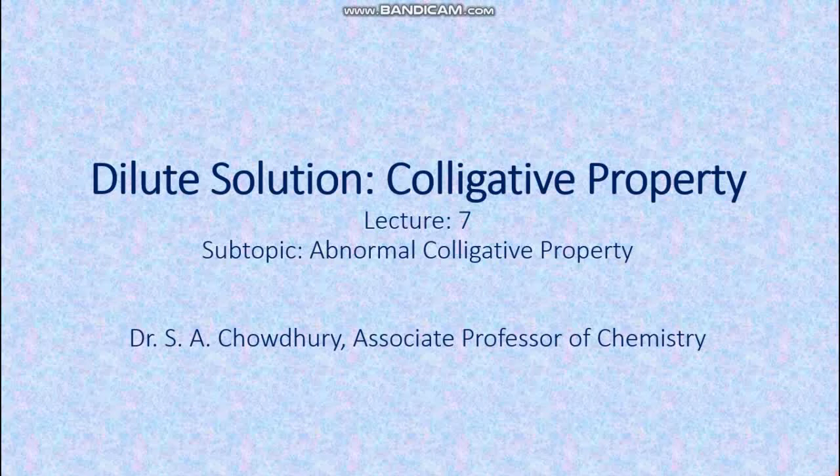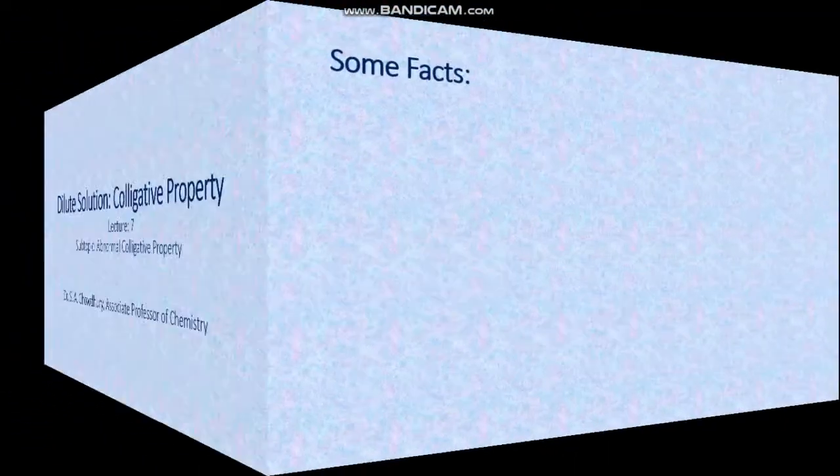Hello everyone, this is the 7th and last lecture on colligative property under the chemistry of dilute solutions, and the topic which is going to be discussed today is abnormal colligative property. So there must be some abnormalities in the values of colligative properties, and in what situations this is going on and how to find out this abnormality, the extent of this abnormality. We are going to discuss all these things in today's lecture.